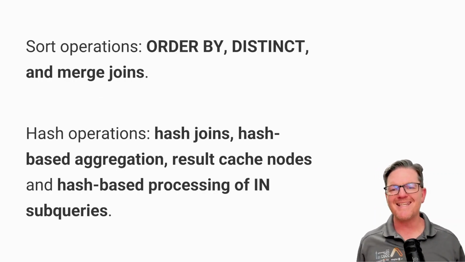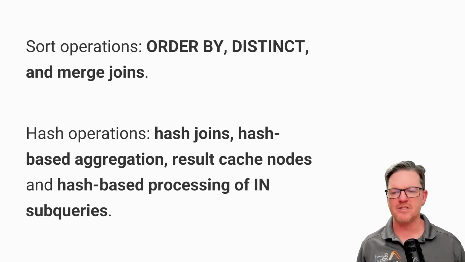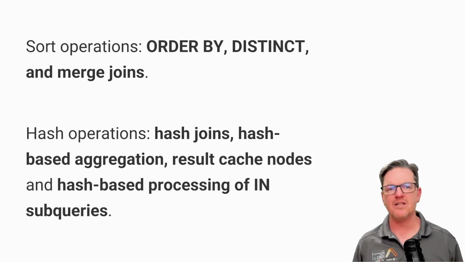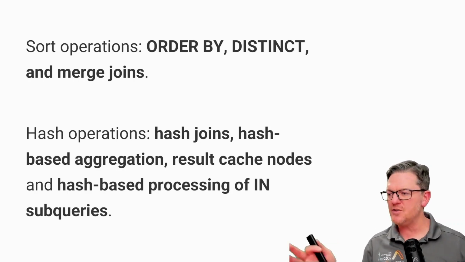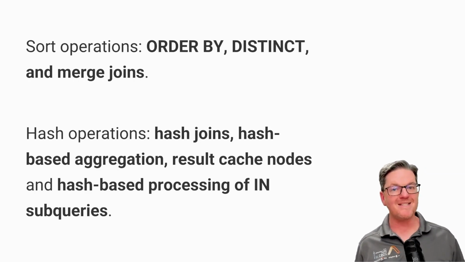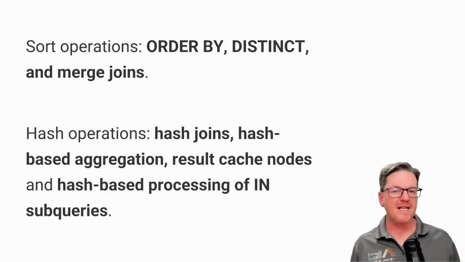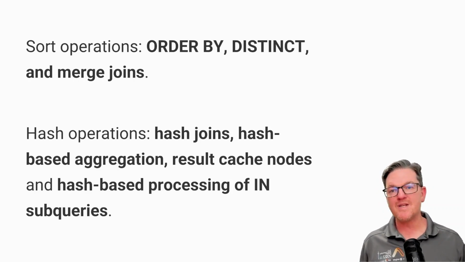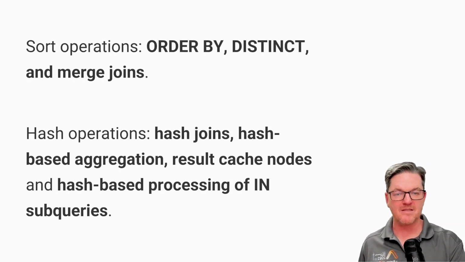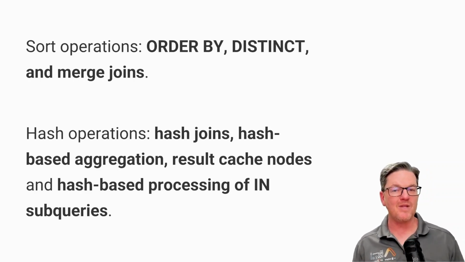So the operations that can use this memory are things like order bys, distincts, and then hash operations like hash joins, hash-based aggregates, and even things like hash-based processing of subqueries that use an IN clause. So this is straight from the documentation. You can look and see what some more of these operations might be. It's just the recognition that the more complex your query is and the more data you have, if that setting is not big enough, when Postgres needs to do things like sort, it will have to spill that data to disk to use disk space. If you have enough memory, it can do that sorting in memory.